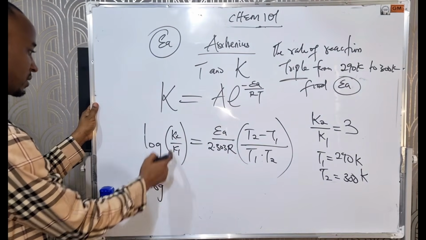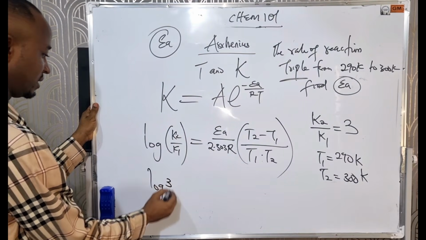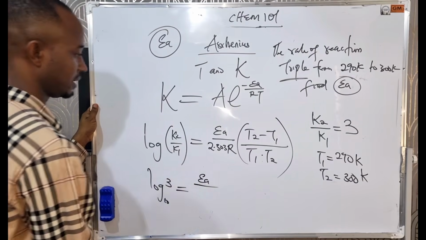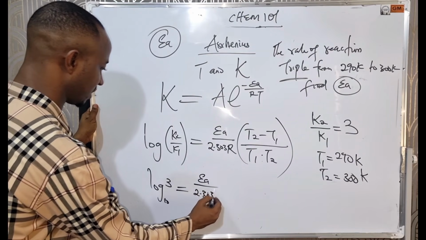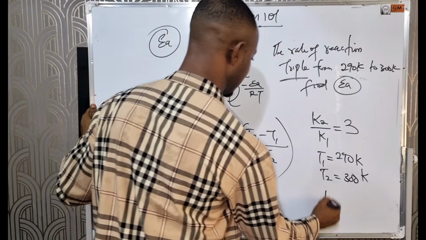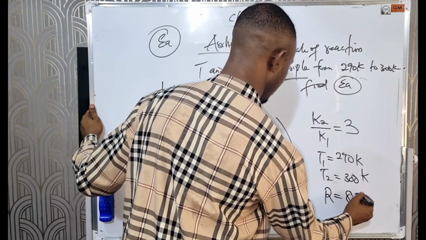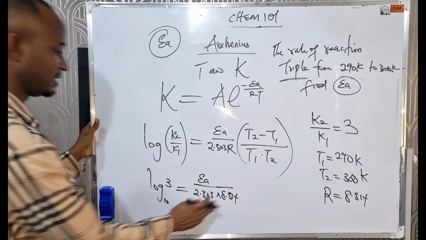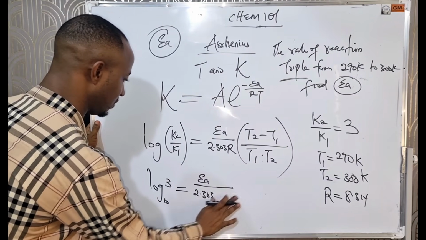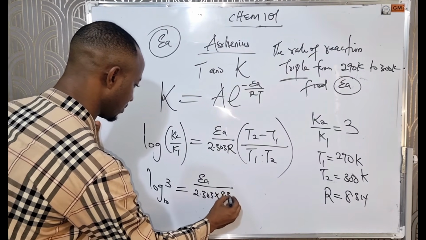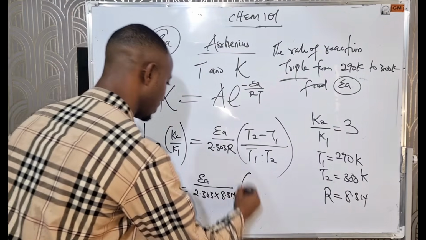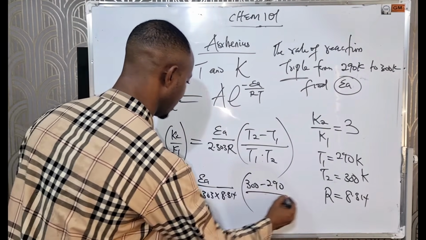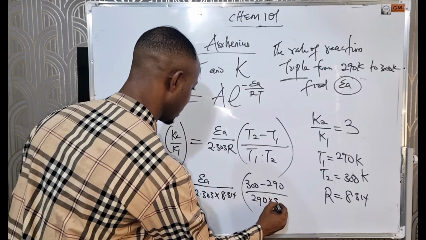So we have log of k2 over k1, which is 3, all in base 10, don't forget, equals Ea divided by 2.303 times our gas constant R, which is 8.314. You will always be given this, but in case you're not, please take note that the gas constant is 8.314. Then multiply by (300 minus 290) divided by (290 times 300).